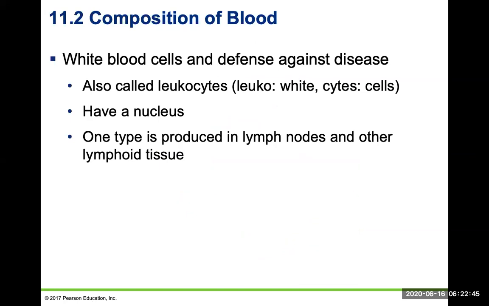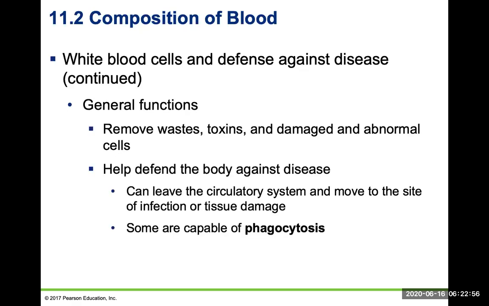White blood cells are also called leukocytes, and they do have a nucleus. One type is produced in your lymph nodes and the other in the lymphoid tissue. Their general functions are to remove wastes, toxins, and damaged and abnormal cells. They help defend the body against disease. They can leave the circulatory system and move to the site of infection or tissue damage. And some are capable of phagocytosis, which is eating up of something foreign and breaking it apart.